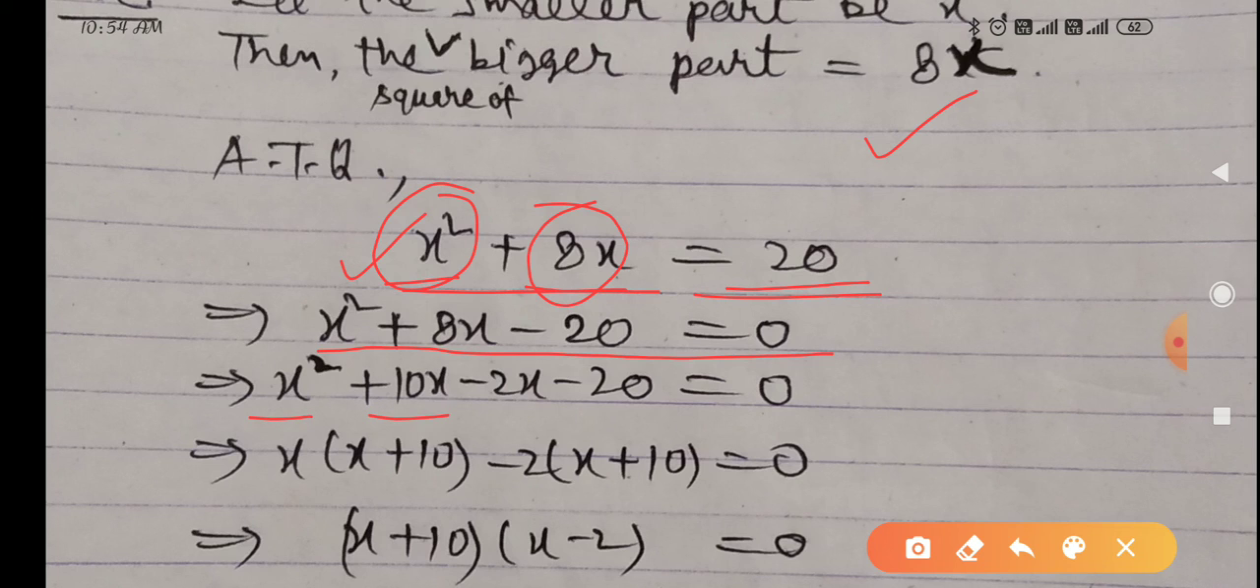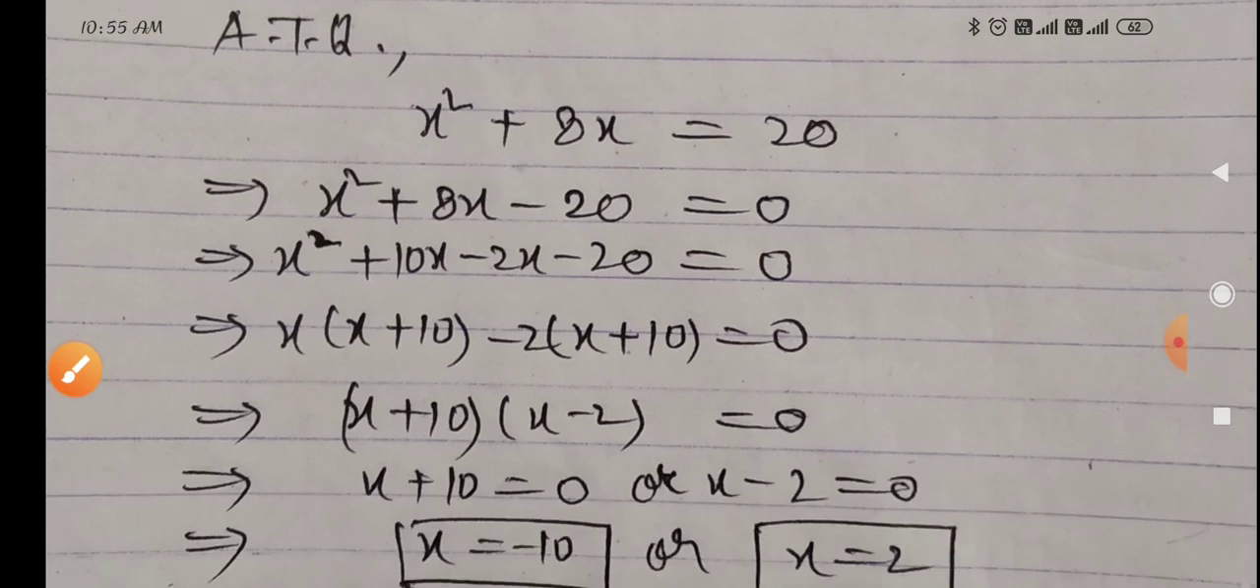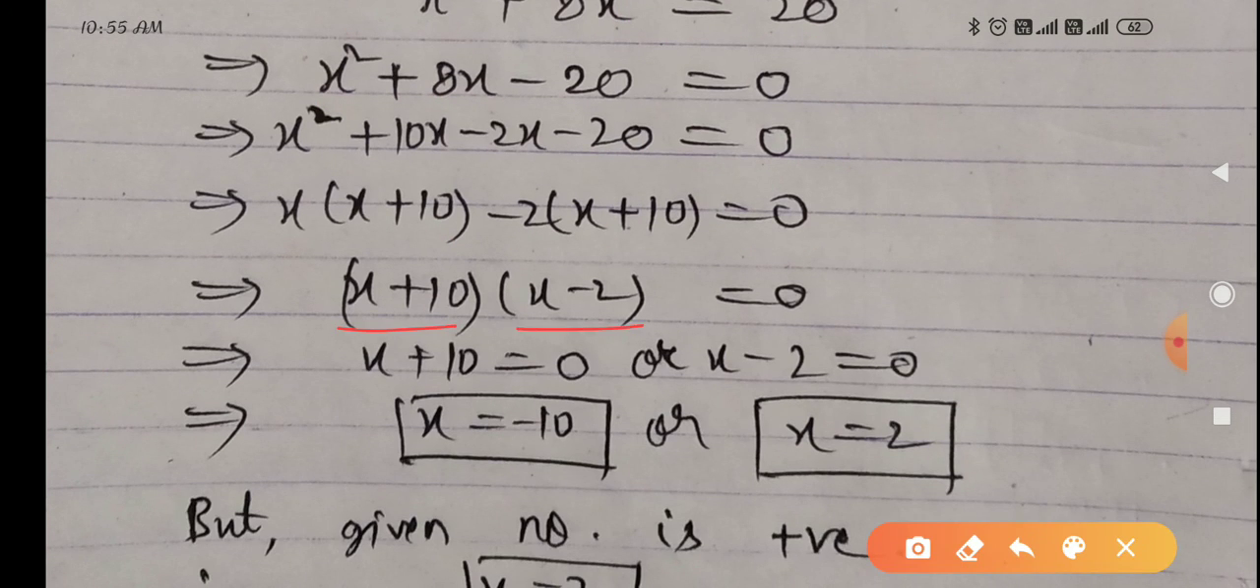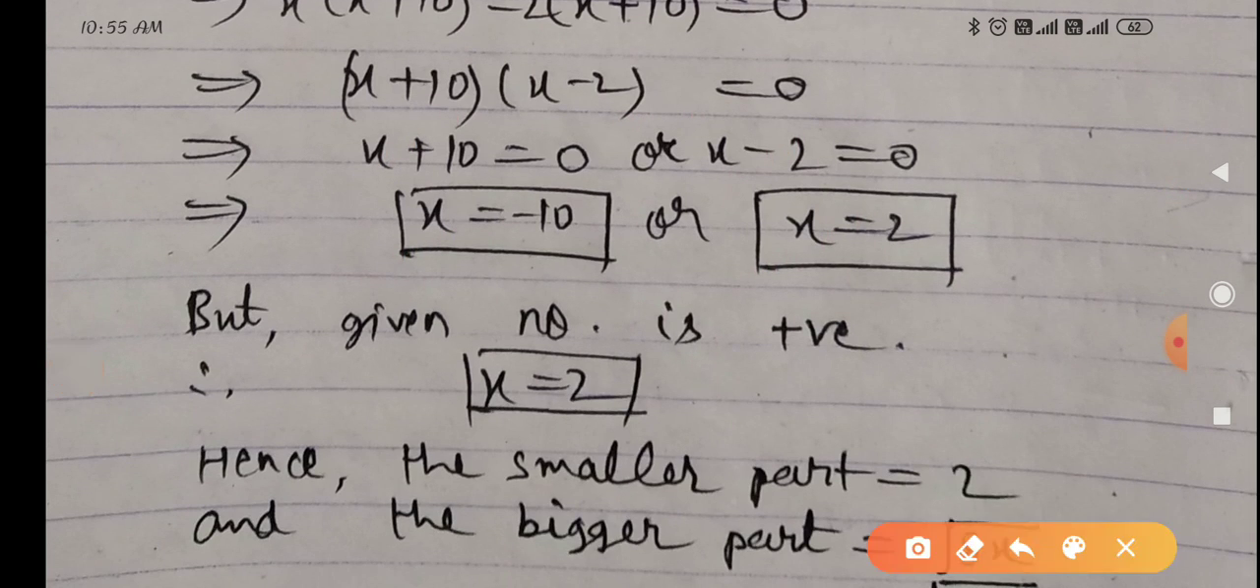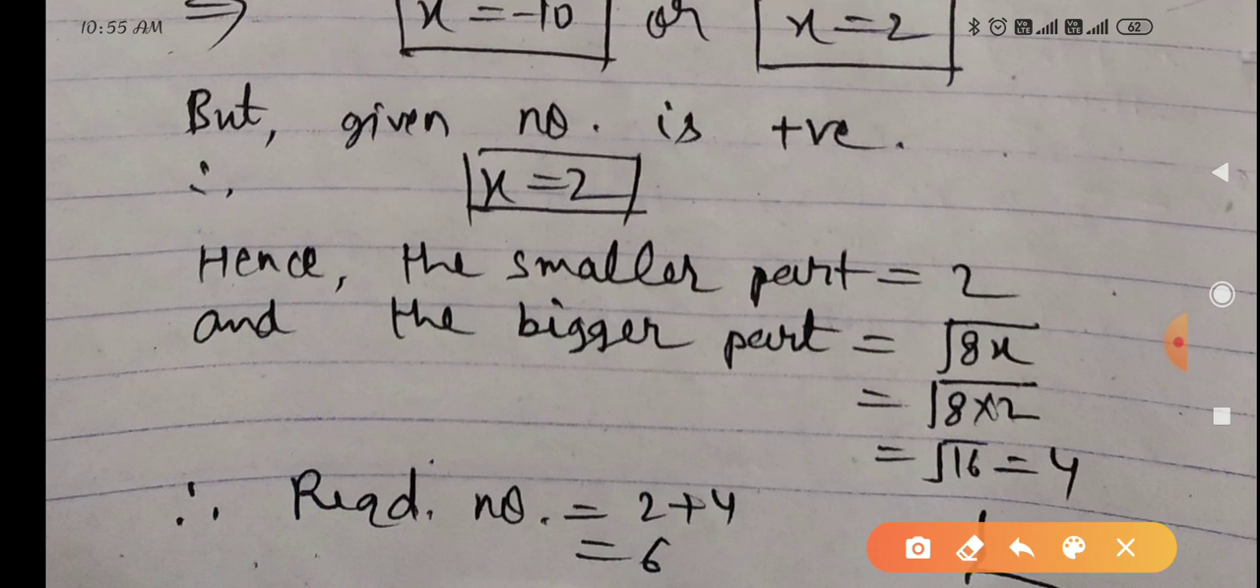Factorize it. X square plus 10x minus 2x minus 20 equals 0. Now in first two terms x is common, inside the bracket x plus 10 will come, and in last two terms minus 2 is common, inside the bracket x plus 10 will come. So product of two brackets, x plus 10 and x minus 2, is equal to 0. When x plus 10 is equal to 0, x equals minus 10. When x minus 2 is equal to 0, x equals 2. But the given number is positive, so this minus 10 you reject, so x equals 2. So smaller part will be 2.